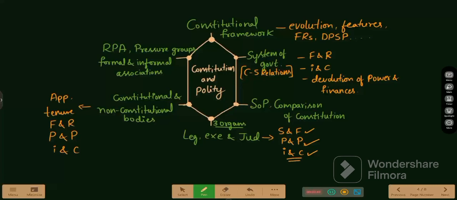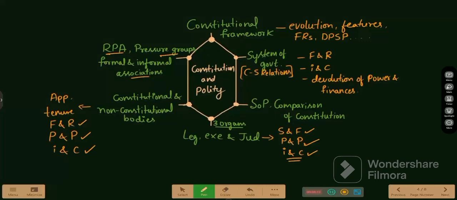Then the 5th dimension is constitutional and non-constitutional bodies. Here you need to study their appointment, tenure, functions and responsibilities, powers and privileges, issues and challenges, and also various recommendations to overcome these issues and challenges. Then you need to study the Representation of People Act, its salient features, issues and challenges, and way forward to overcome those issues and challenges. Then we have pressure groups, informal and formal associations. Their role in the polity you need to study.